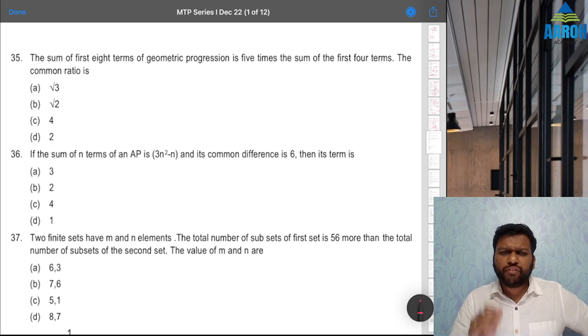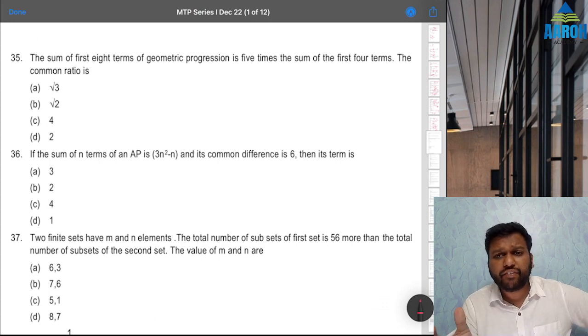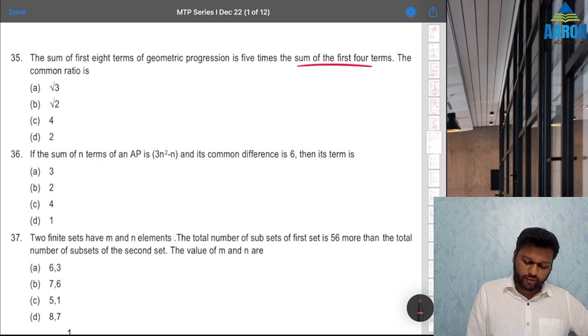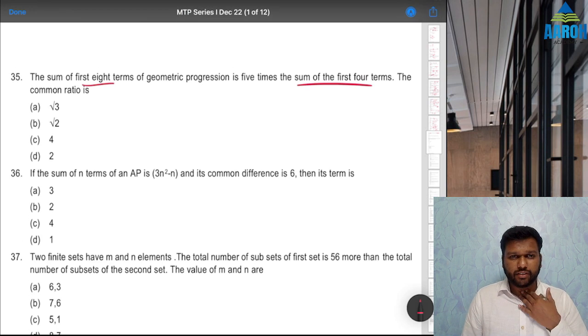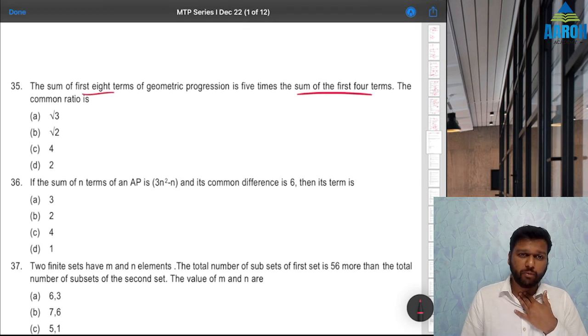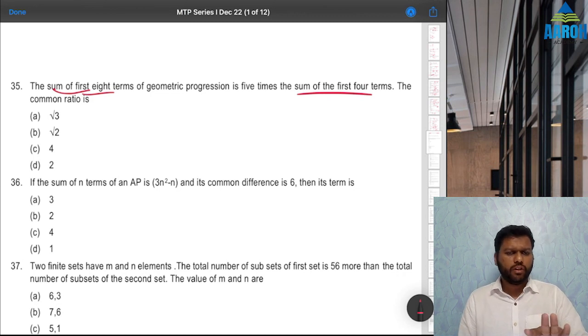35. The sum of the first 8 terms of a GP is 5 times the sum of the first 4 terms. Fine. The common ratio is, okay, we can form an equation. I think that will be pretty easy. The sum of the first 8 terms will be what? You must know the formula.